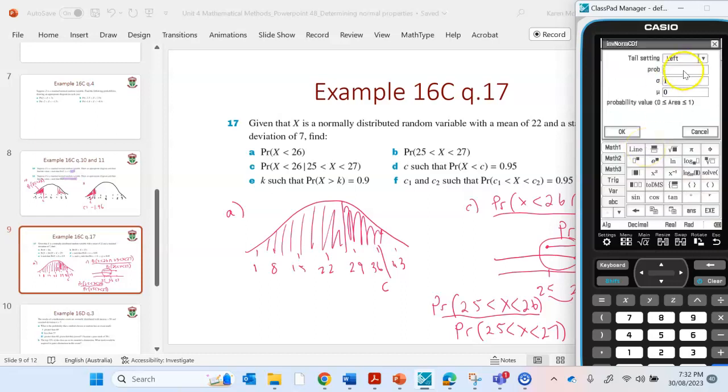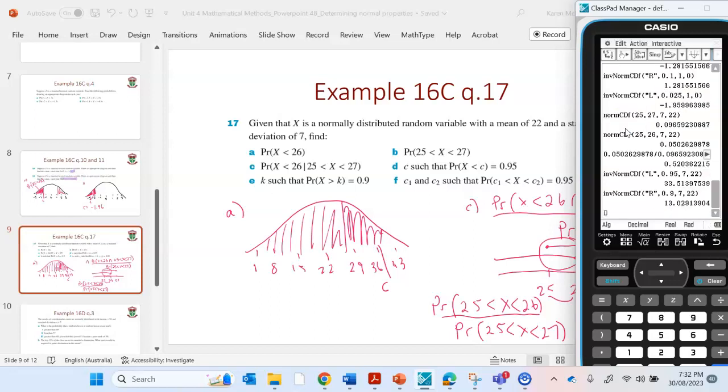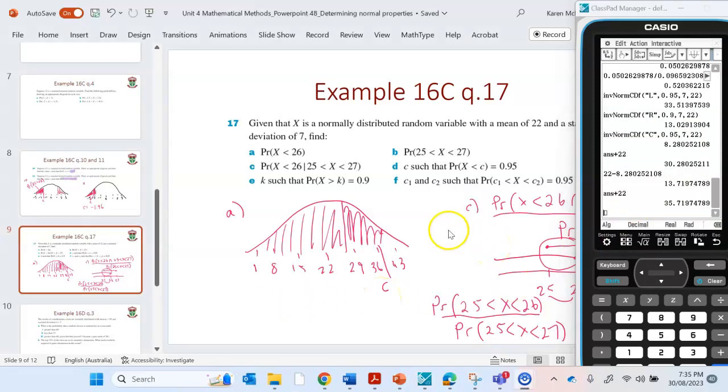Inverse normal, so we'll change this to the right. Our probability is 0.9, our standard deviation is 7, and our mean is 22. There you can see 13.0291 and so on. For the last one, I just had to quickly check it on the calculator.